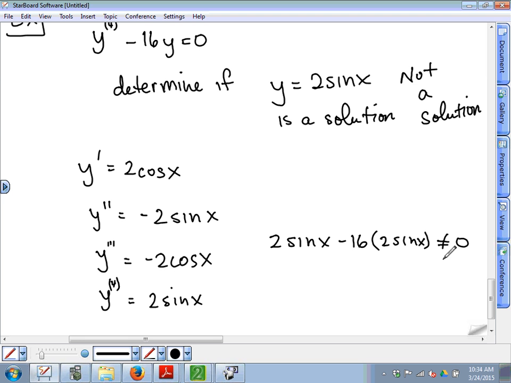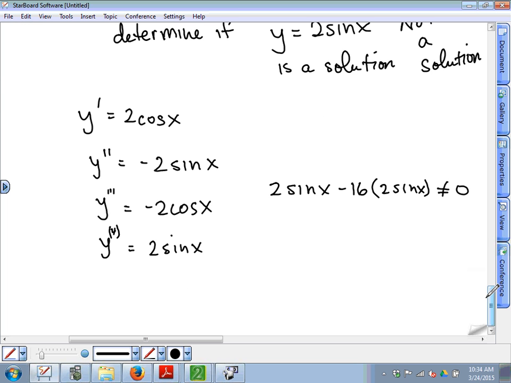Well, it depends, because we have to know what x is. Because if x is 0, it's still not. Let's get back to that problem we were working on.